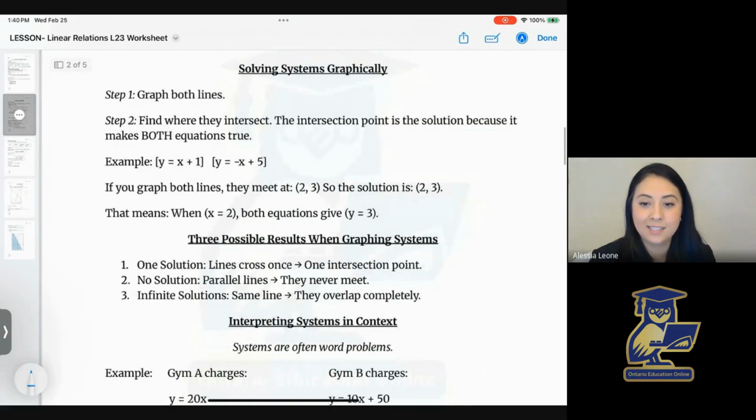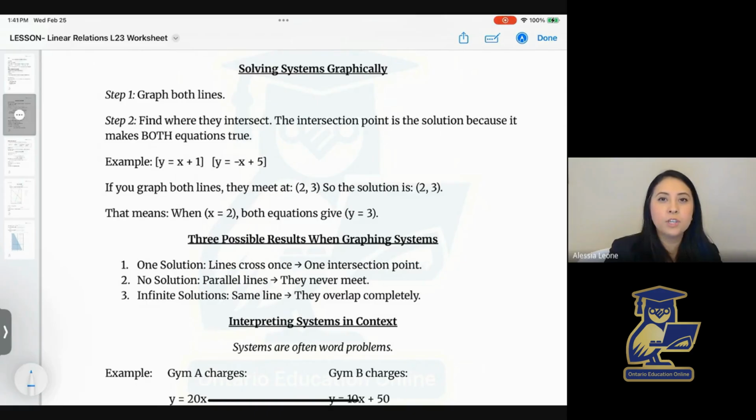So solving systems graphically. When we talk about solving linear systems, it means finding that meeting point. Whenever we talk about solving a system, finding a solution, it simply means looking at the graph, looking at the two lines, and finding where they meet. That's it. It sounds complicated, but it's just finding that intersection. That's called the solution. So when we solve it graphically, you have to graph both lines and find where they intersect. The intersection point is the solution because it makes both equations true.